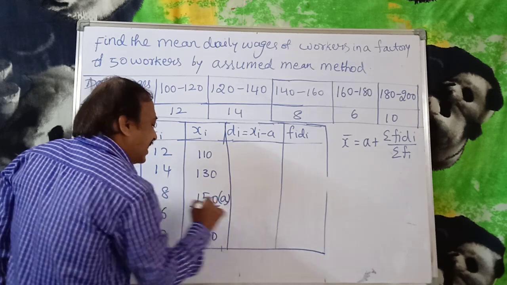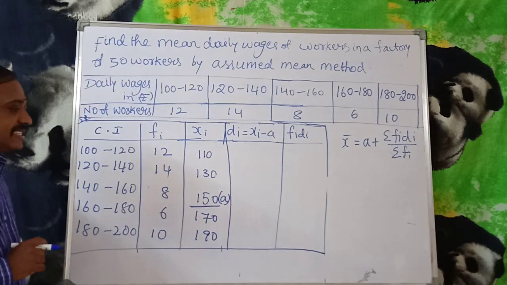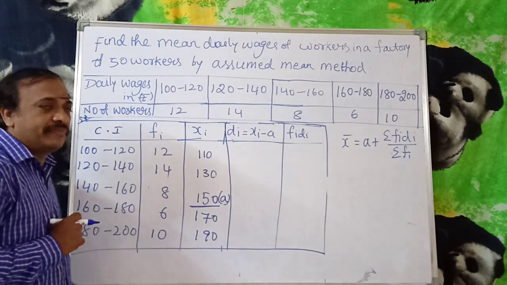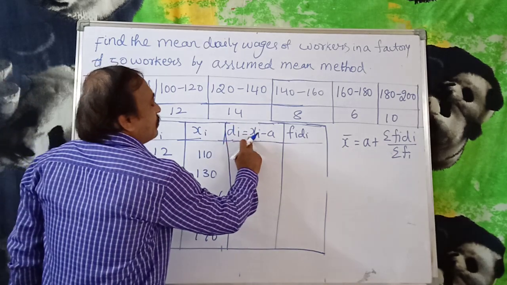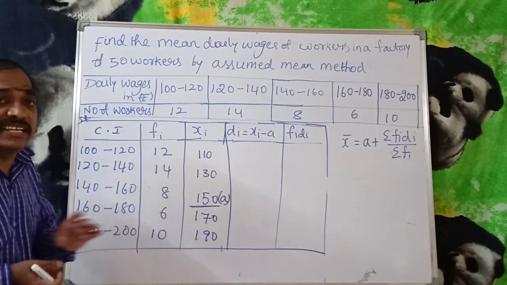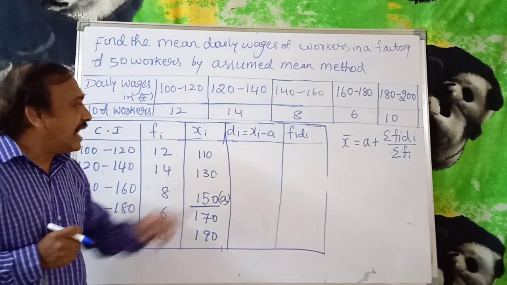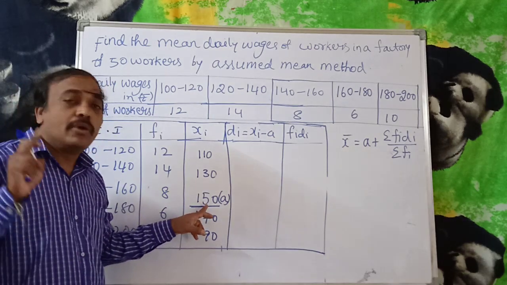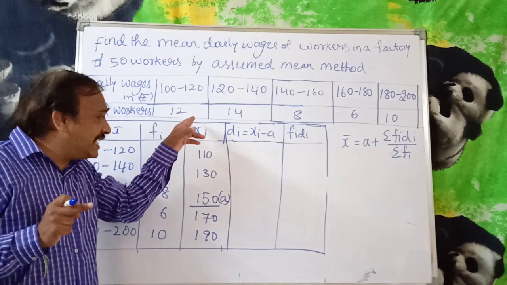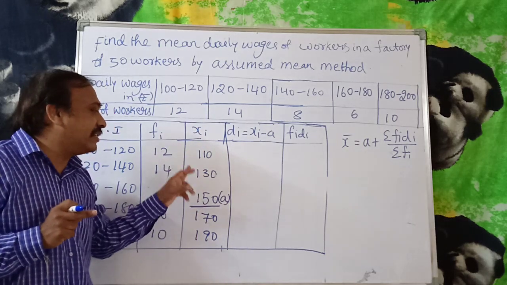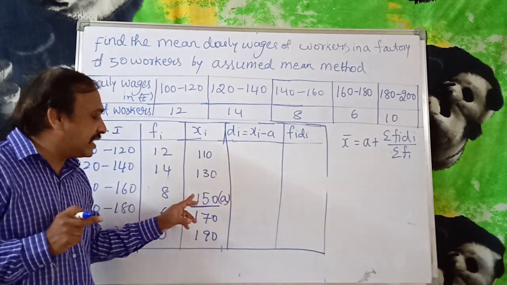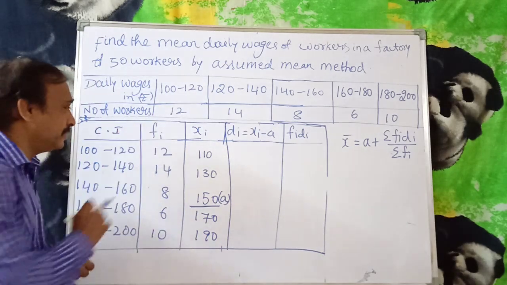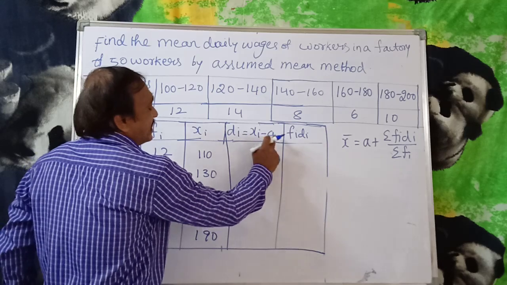You need to underline it and write it in brackets as a. So the a value we are taking is 150. Now di is equal to xi minus a. Xi is the class mark, and a is the assumed mean that we have selected among the class marks. You can select anything: 110, 130, 150, 170, 190. So di is equal to xi minus a.